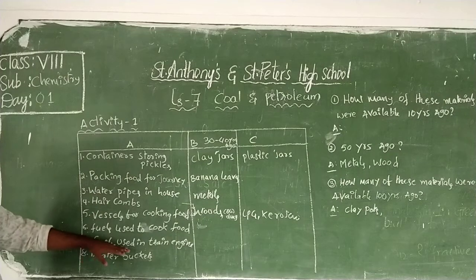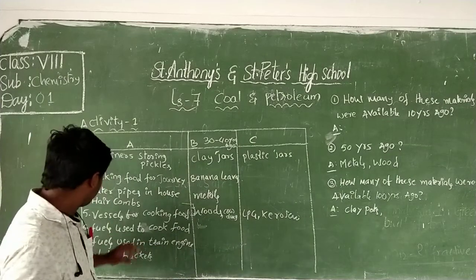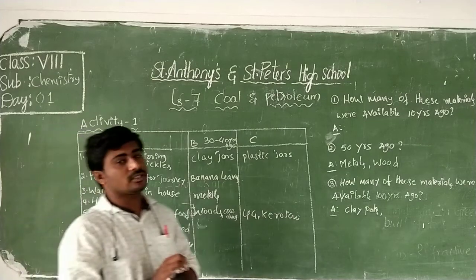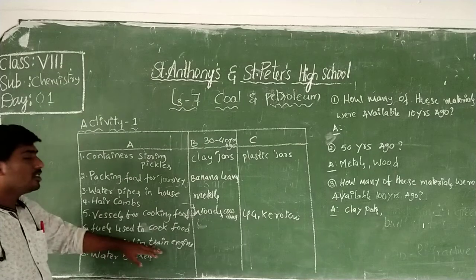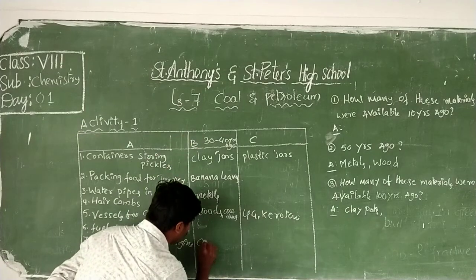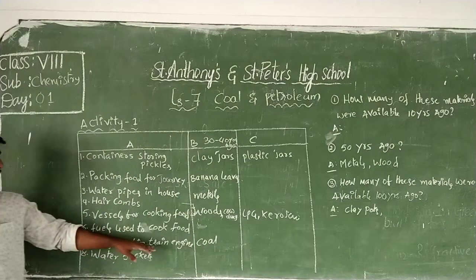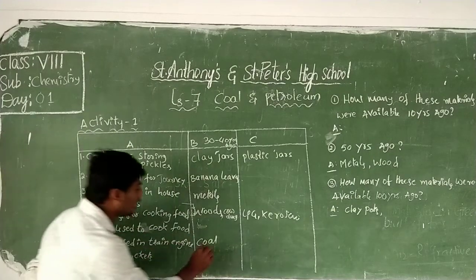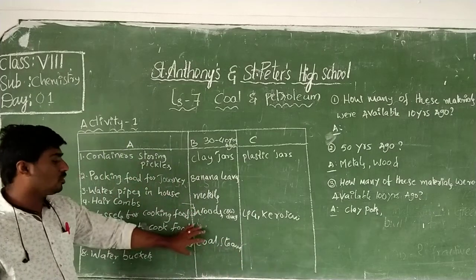Next one, fuels used in train engines. What fuels were used in the train engines? 30 to 40 years ago, they used coal. They used coal as a fuel in the train engines, especially in the steam engine.